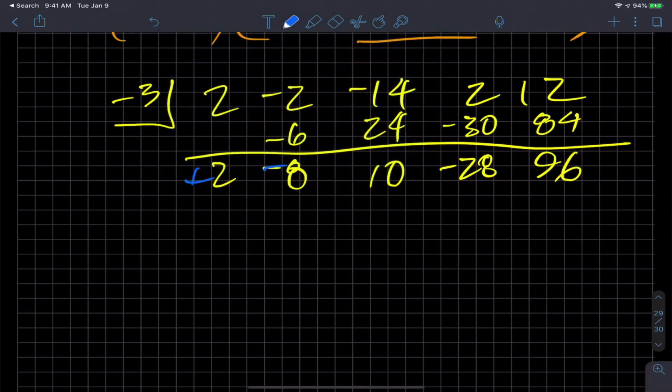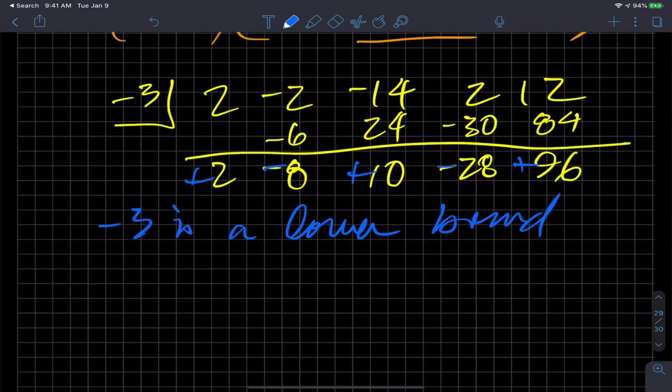This is positive, that's negative, that's positive, that's negative, that's positive. So negative 3 is a lower bound. It is not a 0, but it's a lower bound. So what do we want to try next? Possibly let's try negative 2.